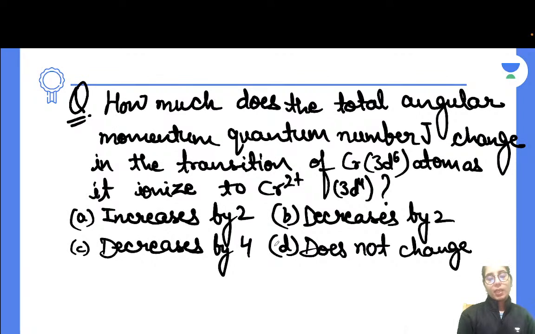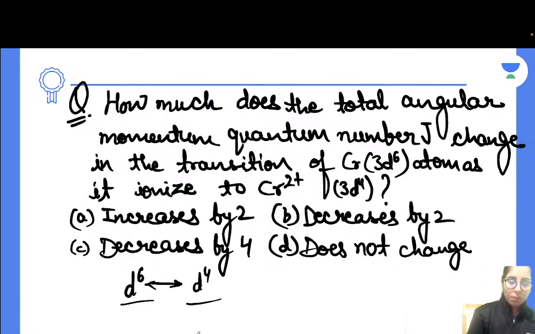So what we do in this case: you can also observe that d6 and d4 are the inverted multiplets of each other. And what is the concept of inverted multiplets? The total number of spectroscopic terms will be the same for inverted multiplets, while their ground state spectroscopic term can be different, but the total number of spectroscopic terms will be the same for them.